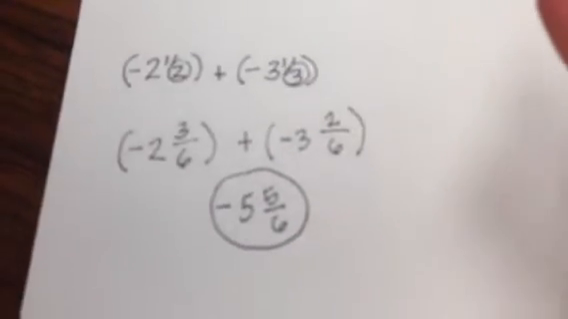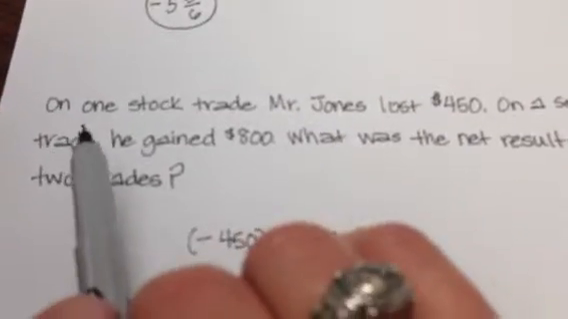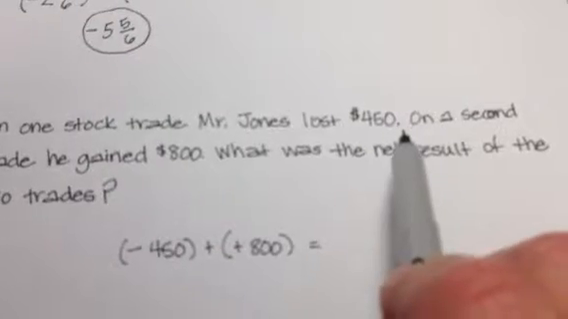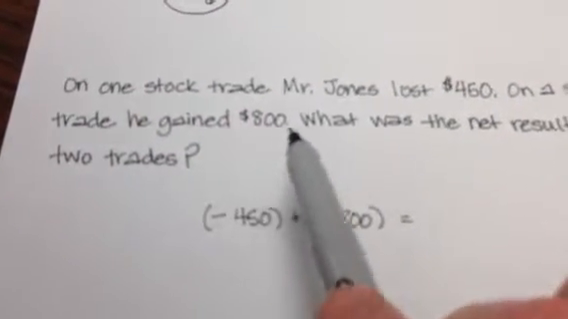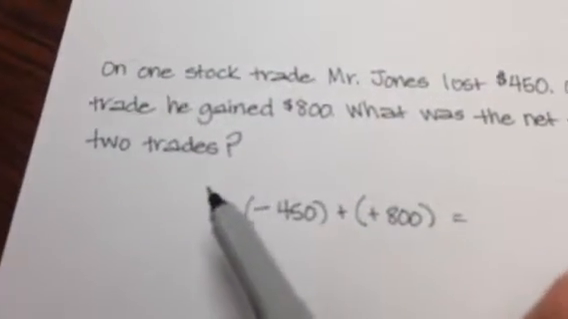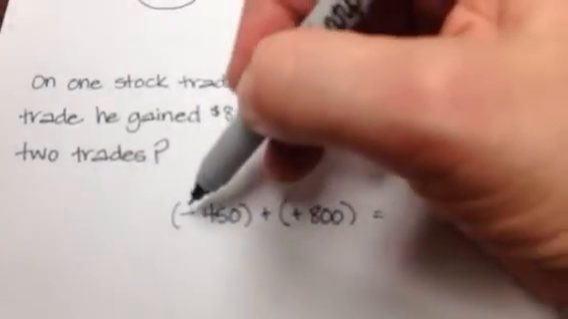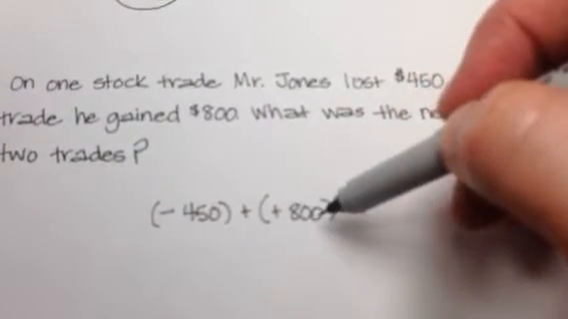Now sometimes they're going to ask you a little story question. Okay, so on one stock trade, Mr. Jones lost $450, but on a second trade, he gained $800. What was the net result of the 2 trades? Well, since he lost $450, I'm going to represent that as a negative $450. And then he gained $800, so I'm going to represent that as a positive $800.